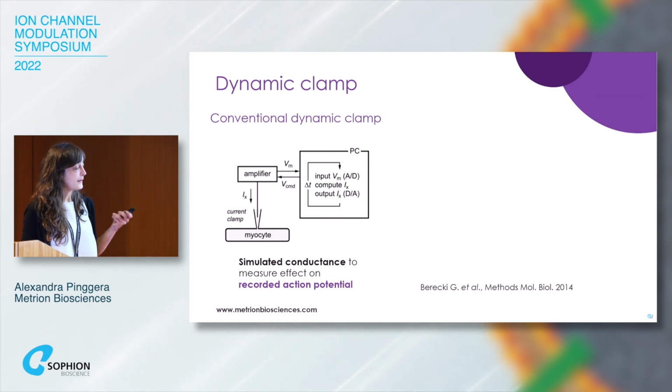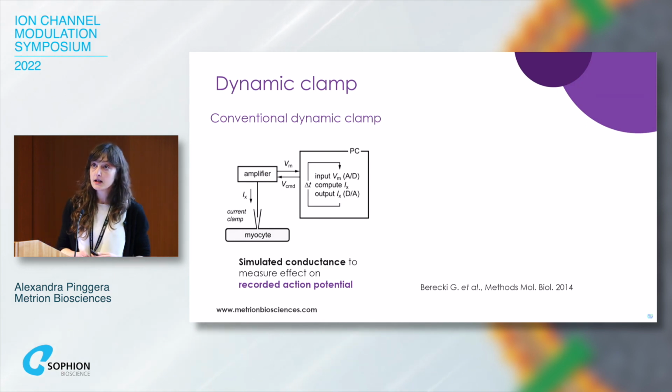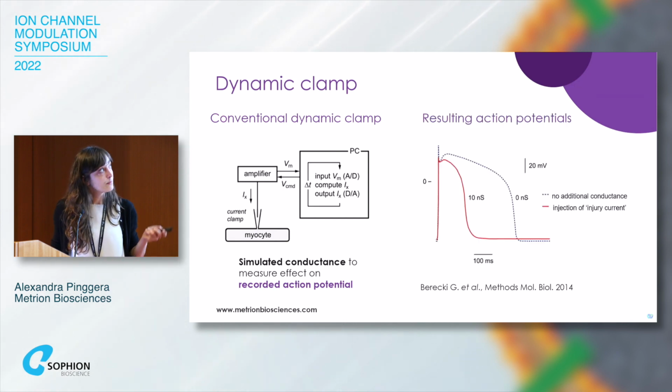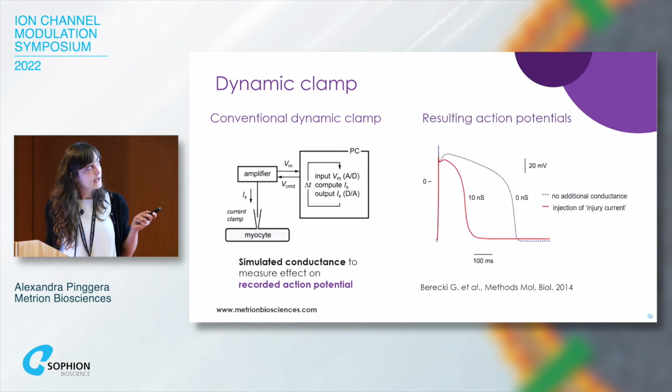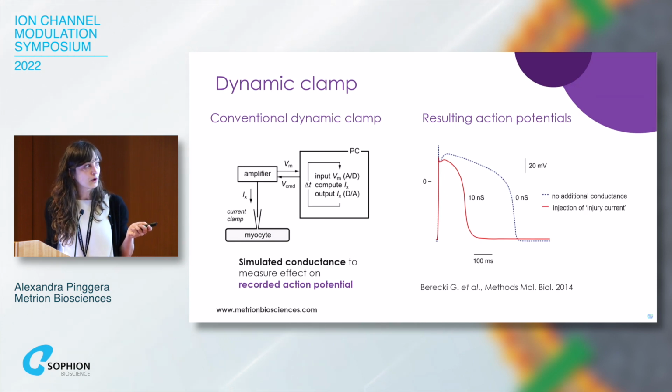And these experiments are often performed to, for example, understand the contribution of conductance to an action potential shape. And here is an example: the blue dashed line is a native action potential as recorded from a cardiac myocyte. And upon injection of a so-called injury current, which would happen during a heart attack, the action potential duration is then shortened.